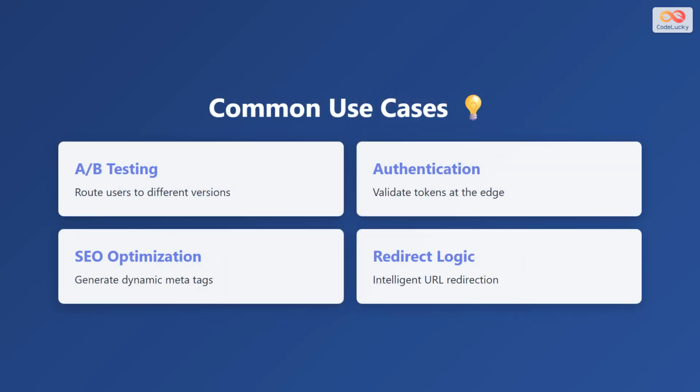Lambda Edge is perfect for several real-world scenarios. You can implement A/B testing by routing different users to different versions of your content. You can add authentication by validating tokens right at the edge before serving content. For SEO optimization, you can generate dynamic meta tags based on the request. And you can implement intelligent redirect logic to route users based on their location, device type, or other factors.